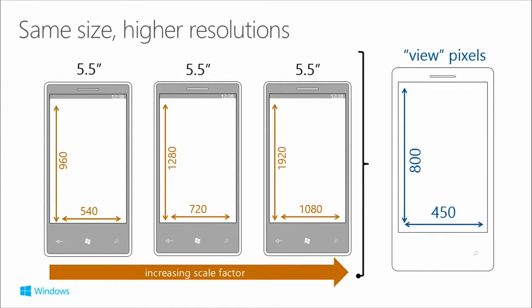So this helps us when we're dealing with images that are the same size but higher resolution. We could have a lower resolution 5.5-inch device or a super high resolution 5.5-inch device. That doesn't matter. It's a 5.5-inch device. It is 800 by 450 view pixels.